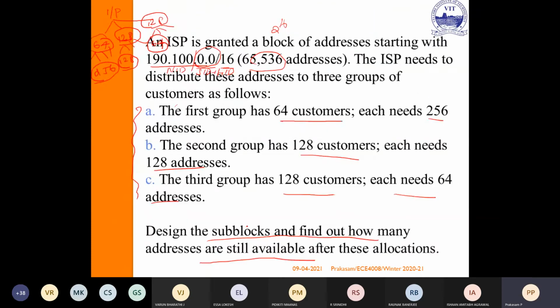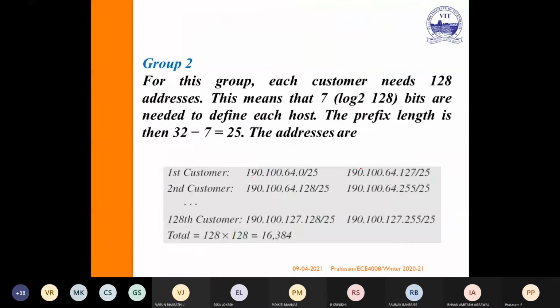For the next group 2, 128 customers, 128 addresses each. So 128 customers, that means I am allocating 7 bits for host, then 25 for the remaining. So 190.100, then 9 bits I am allocating for subnet.